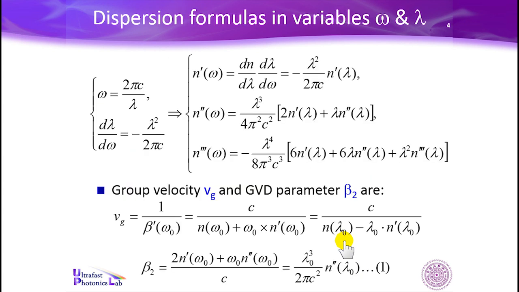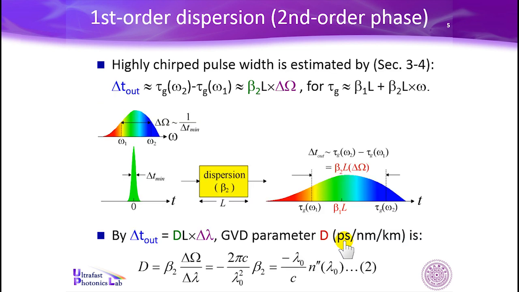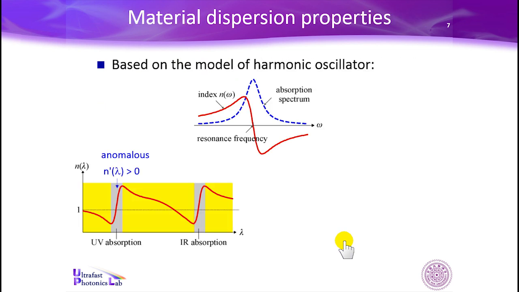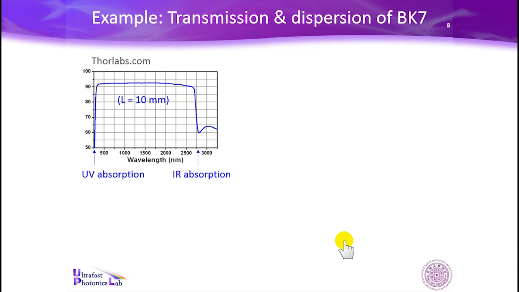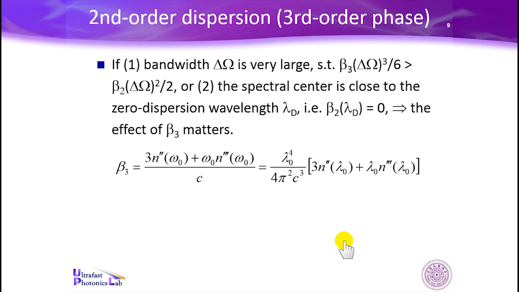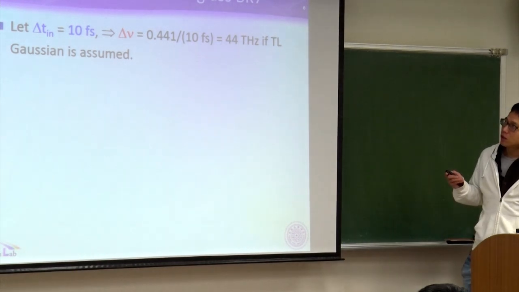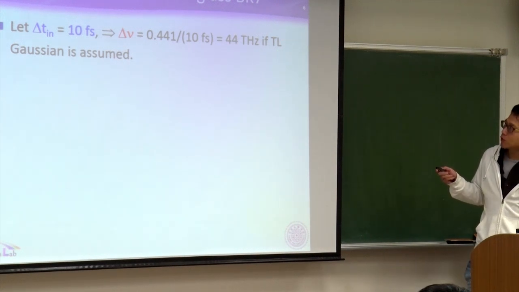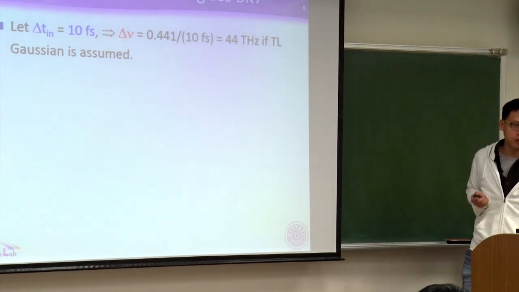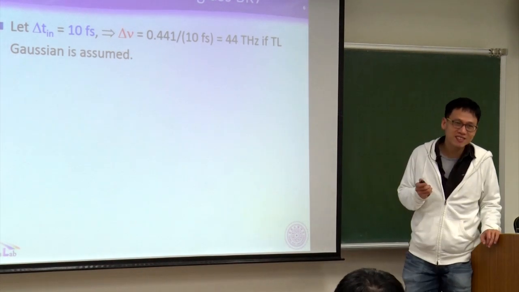So we need some example. Borosilicate glass or BK7 glass. This is a very popular medium used in fabricating optics like lenses, mirrors, or wave plates and so on. Here we assume the input pulse duration is 10 femtoseconds. And if the input pulse is a transform limited Gaussian pulse, you can quickly calculate the corresponding bandwidth, right?